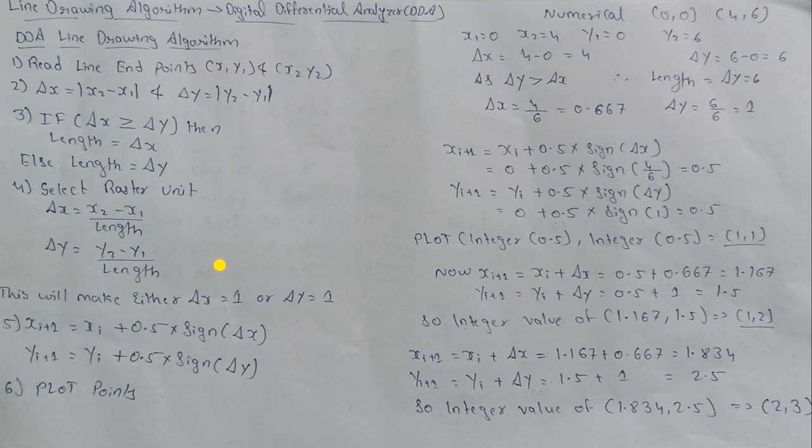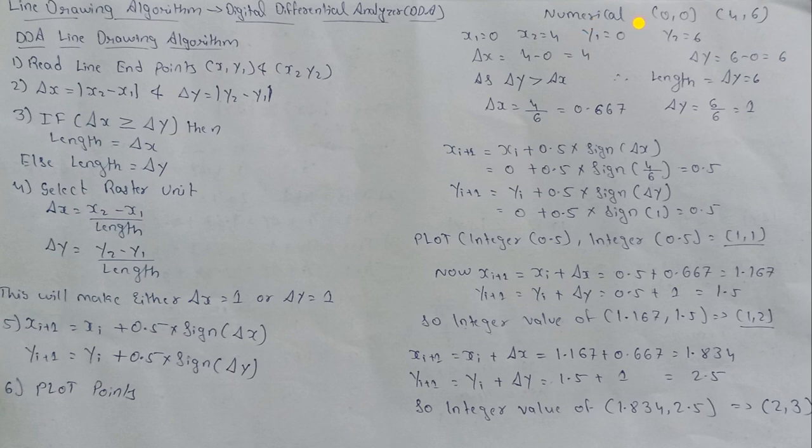We consider the nearest value. What is sign? It means the integer value: whatever the decimals are, we remove them and put the integer. This is the sign, and this is delta x, whatever value is there, we put it. After that, whatever integer points or numbers we get, we plot the points. When we do this, we will get a better idea.